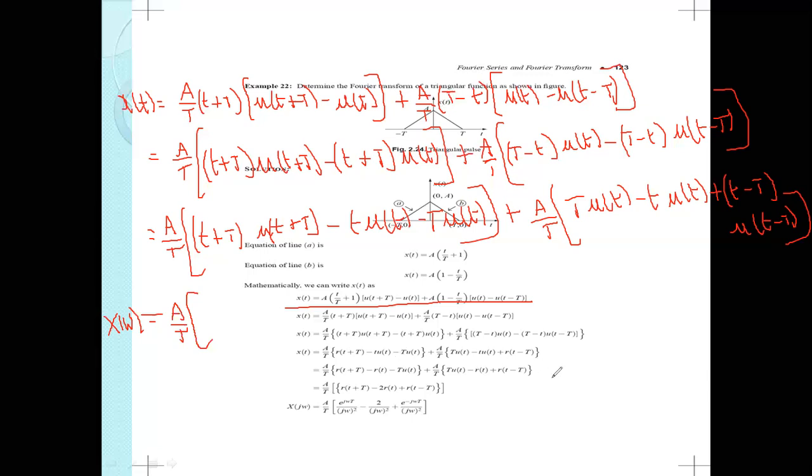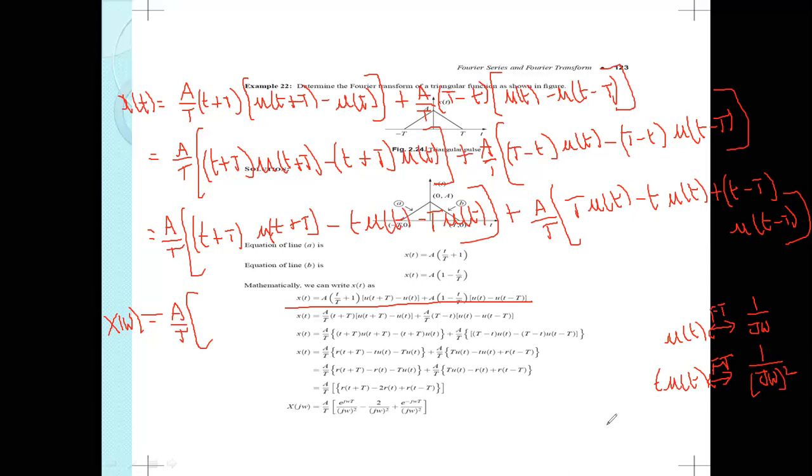1 by j omega. For u(t), the Fourier transformation is 1 by j omega. Whenever it is multiplied with t, that is t into u(t), the Fourier transformation becomes the square of the total function, 1 by j omega whole square.